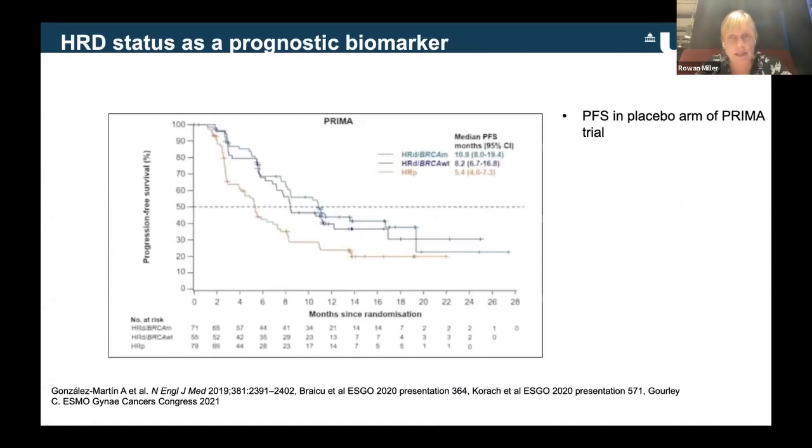It's worth noting that HRD status is also a prognostic factor. So here, I'm sorry, this is a bit blurred, but this is the data from the placebo arm of the PRIMA trial. That was the niraparib trial. And you can see that the yellow line, the HR proficient patients, really have a pretty poor prognosis. So their median PFS without any maintenance therapy is 5.4 months after completion of chemotherapy. Compared to the BRCA patients in this group, it was 11 months, and the HRD 8.2. So not only is it predictive, but it's also prognostic. And that's something worth considering when we're talking to our patients.